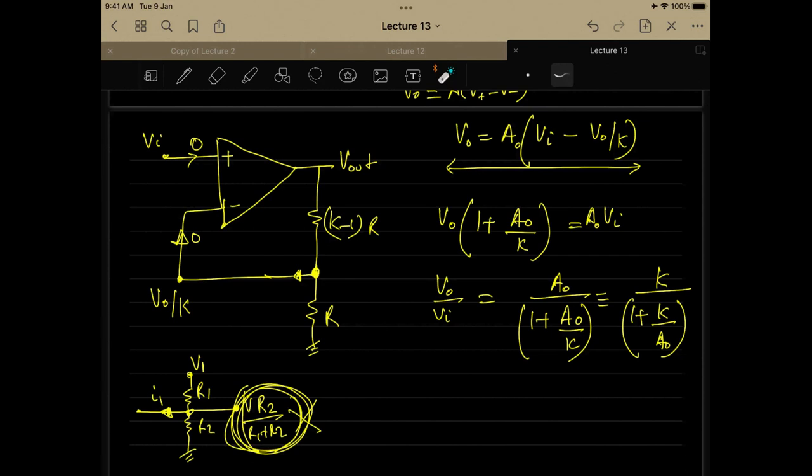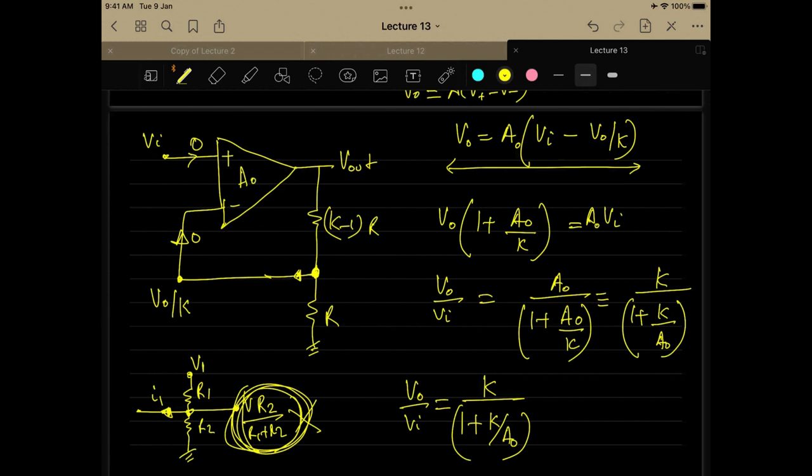Okay, so here we are using resistances. As you can see, we have VO over VI is K over 1 plus K over A0. This is the real op amp having a value A0. But what you wanted was VO as K VI. This was our target, but we are getting this. So how can we make this one equal to this one?